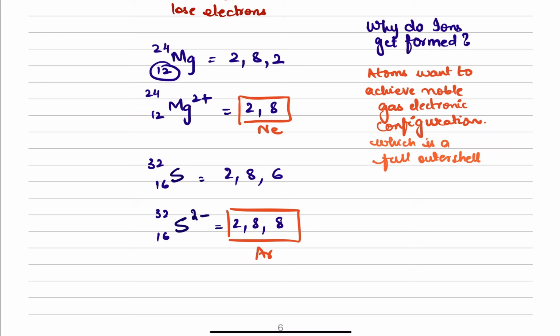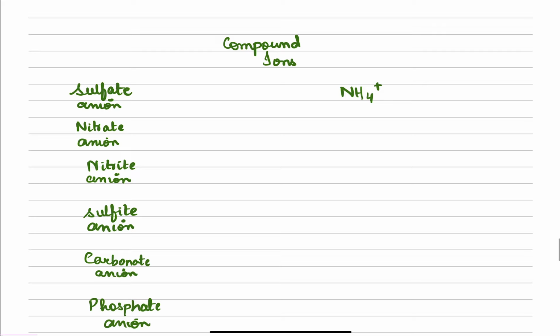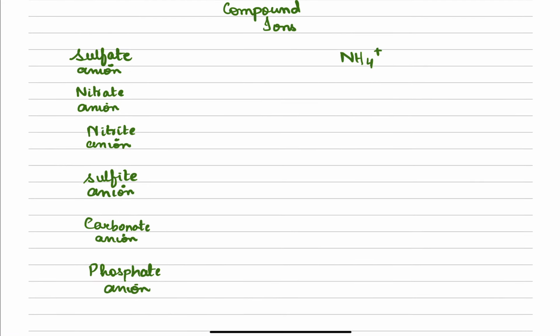But these were ions of simple elements. There are also ions in your syllabus called compound ions. Since we have studied in elements, compounds, and mixtures that compounds are made up of two or more elements, compound ions will also be made up of two or more elements. Examples of a few compound ions are written over here.